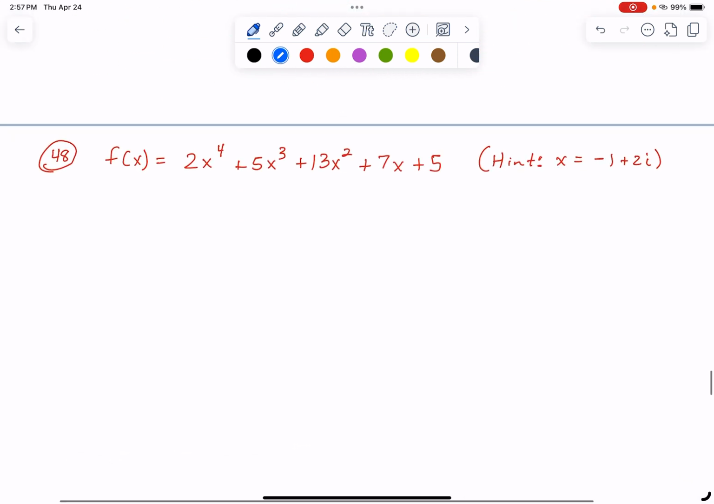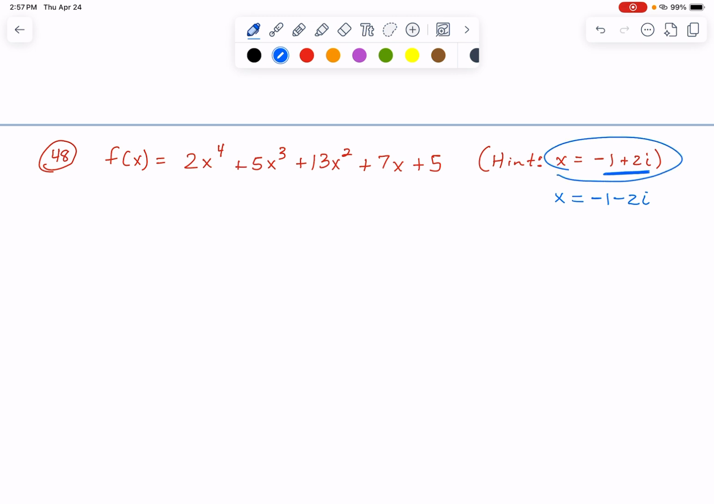All right, 48. This is the one we tried to do in class, but I screwed up. So negative 1 plus 2i is automatically a root. So then its conjugate has to be a root, so negative 1 minus 2i. So both of these have to work. All right, so we're going to do this right this time.